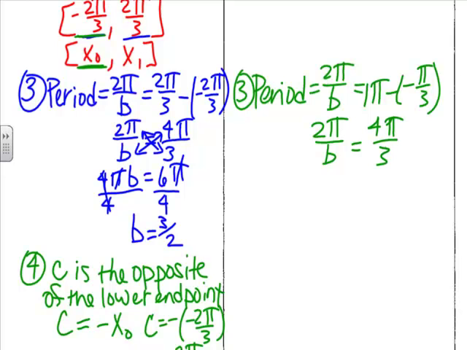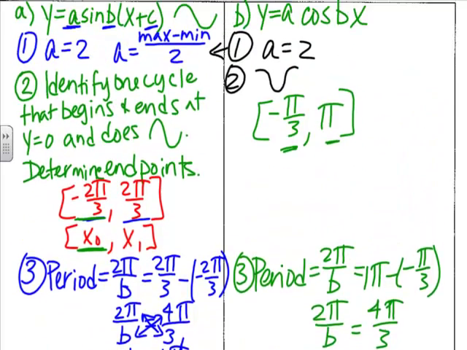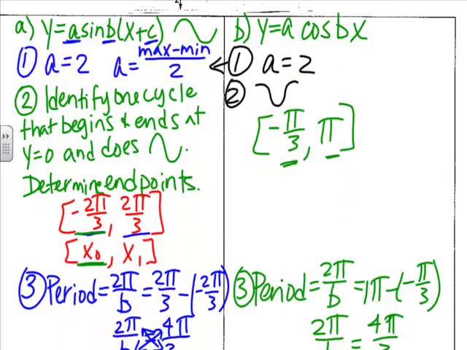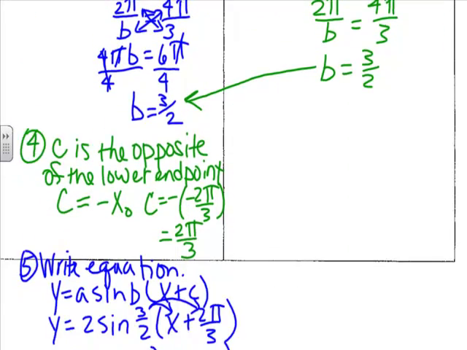I would cross multiply here and I find out that b is 3/2, and this should not be surprising because as far as the frequency and period are exactly the same. We're just labeling them. We're using sine to call it a sine graph and cosine to call it a cosine graph.